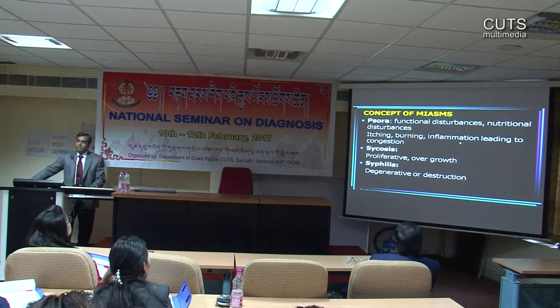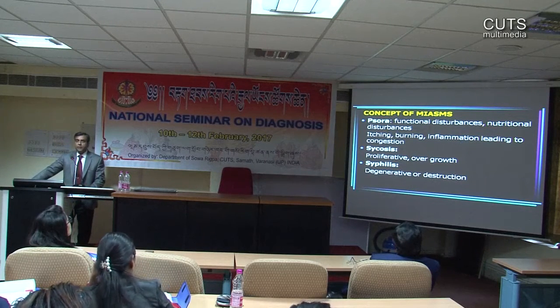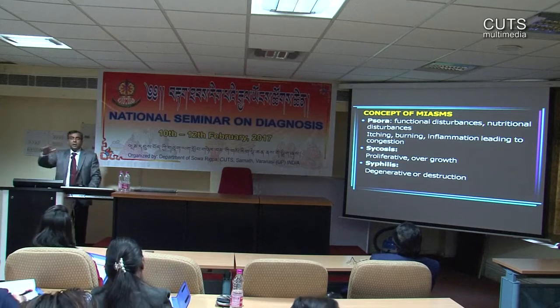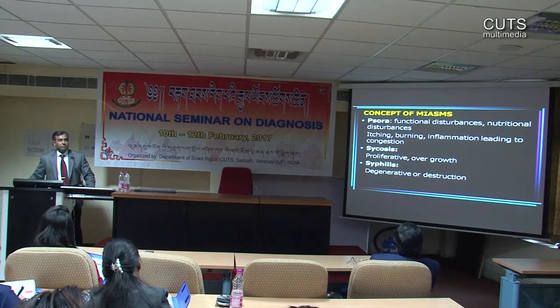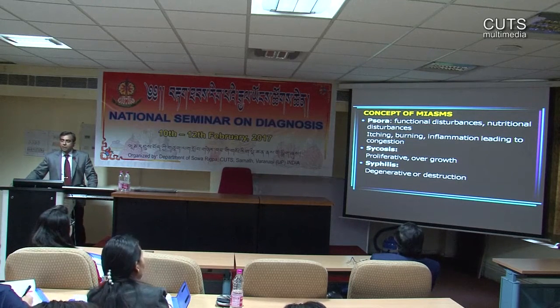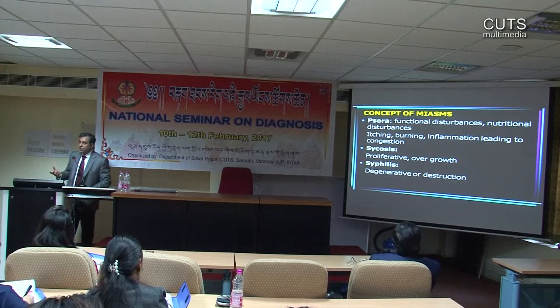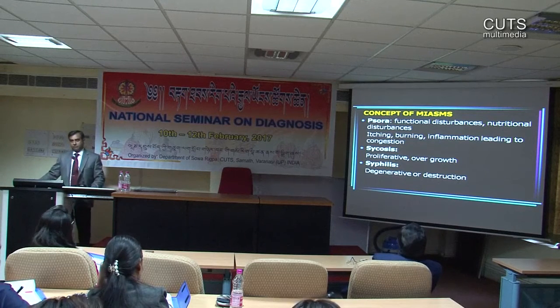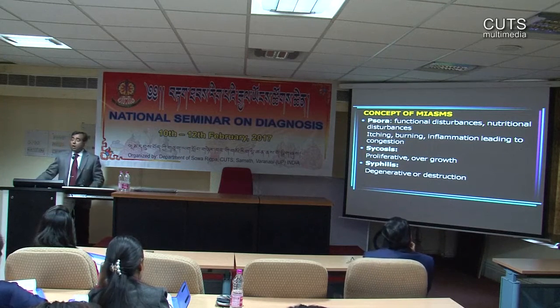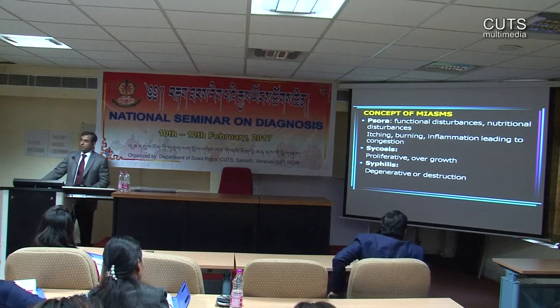The miasms: psora, syphilis, and psychosis. When there are changes in the functional level, then it is psora. And how do we know on what level the changes have occurred? By the symptoms. The symptoms tell me that the changes are on a functional level or on a pathological level.